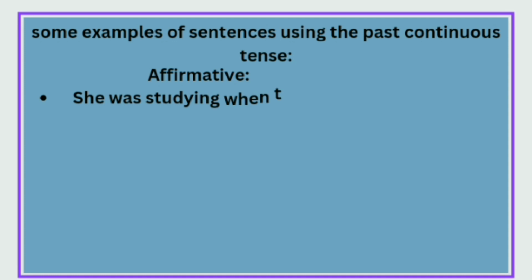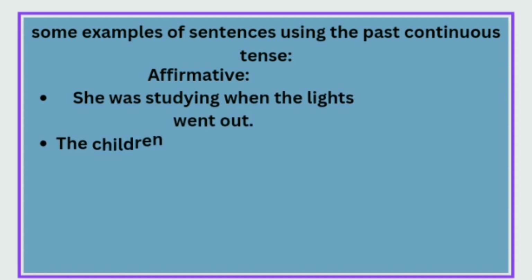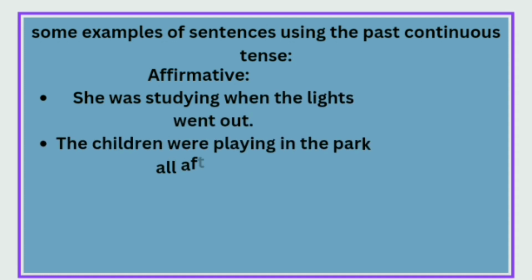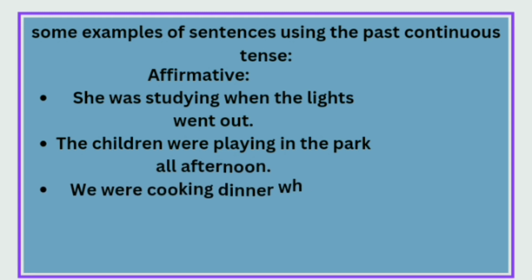In summary, the past continuous tense adds a dynamic dimension to past events by expressing ongoing actions, contributing to a more vivid and detailed narrative.